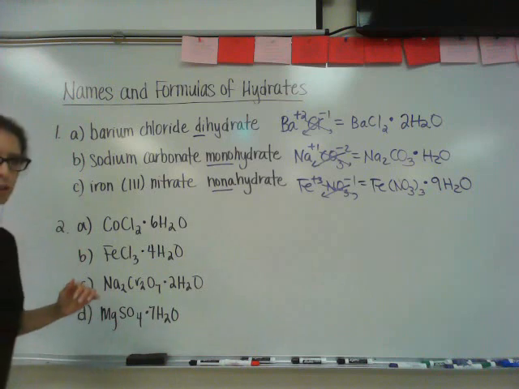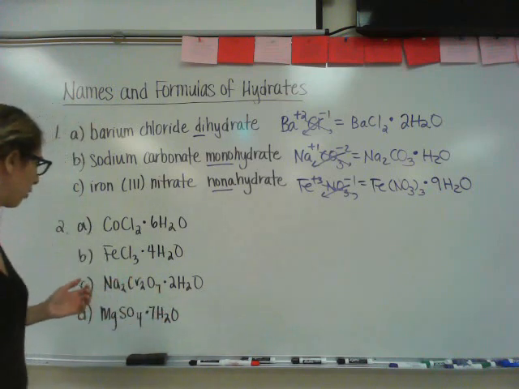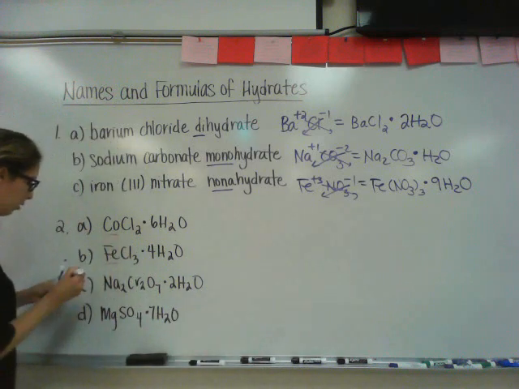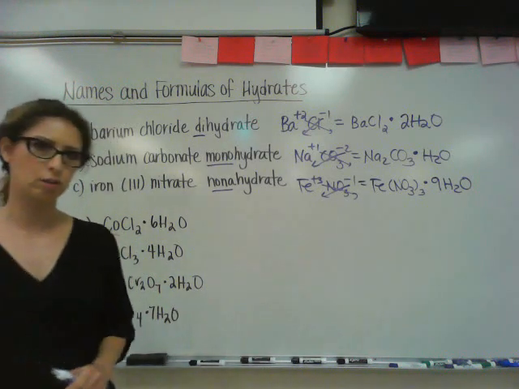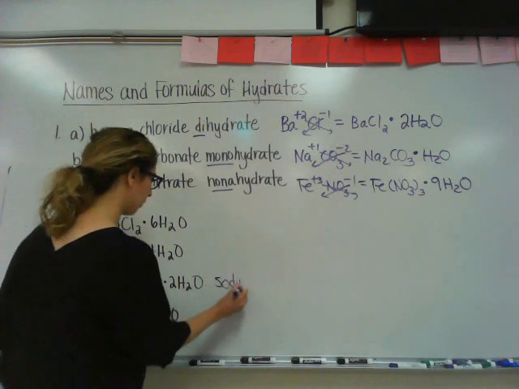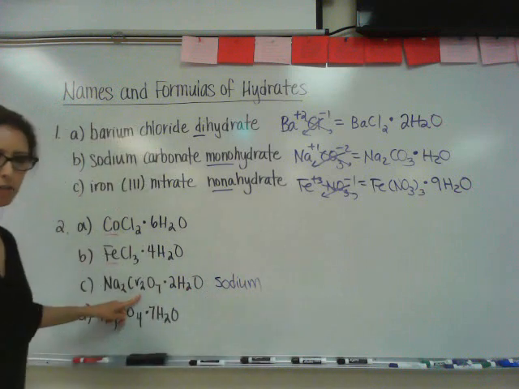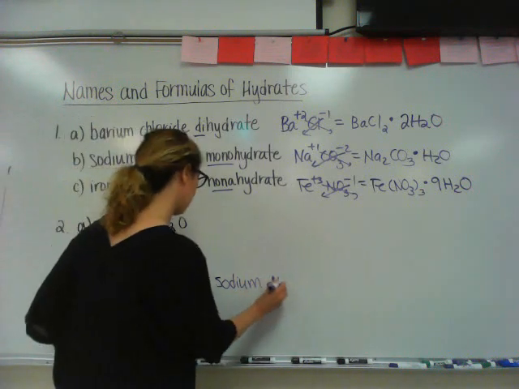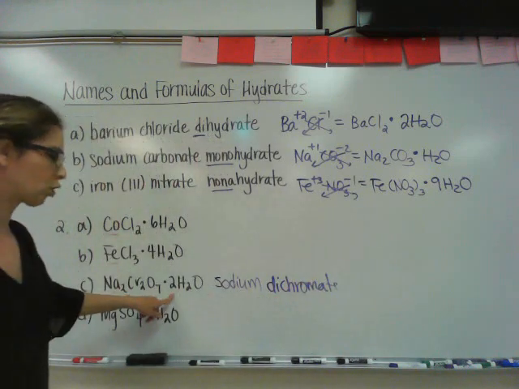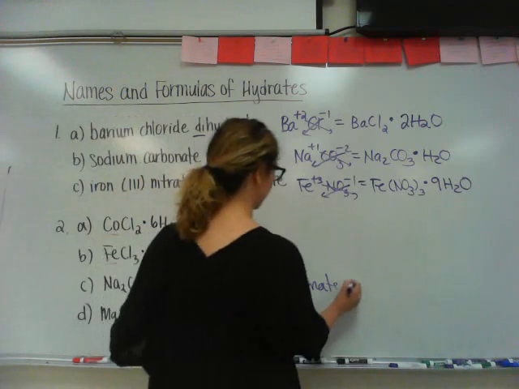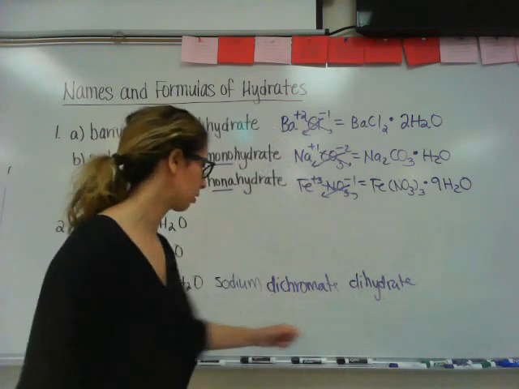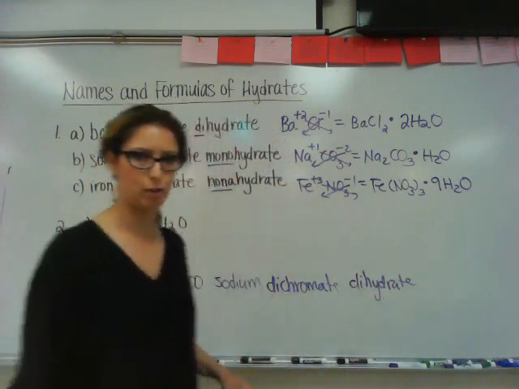Okay, for number 2, we're going to write the names of these chemicals or these hydrates. I'm going to make a note of which contain transition metals that require us to calculate the charge. So we're going to do those last. Let's take a look at C. Na is sodium. Cr2O7 is dichromate. So this is sodium dichromate. Dichromate is listed on the bottom left of your periodic table, and you have 2 waters attached. So you would write this as di for 2, hydrate. This is 3 words. Sodium dichromate dihydrate.